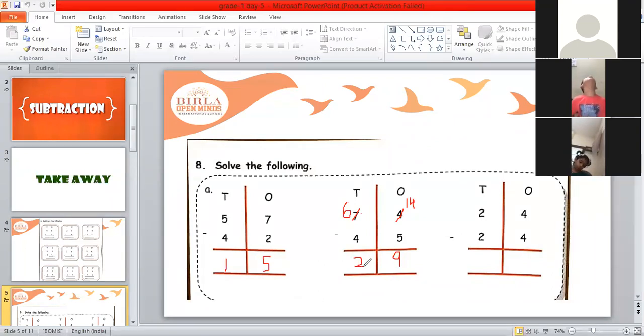So the answer is, what is the answer, Ashrita? 2. Complete answer. How will you read this number? No, this is 29.